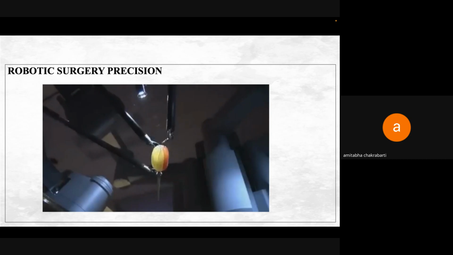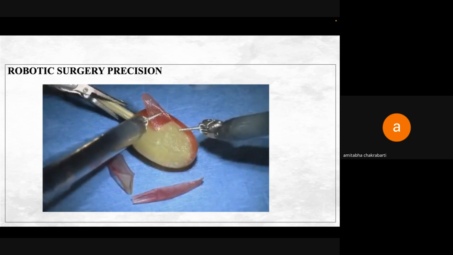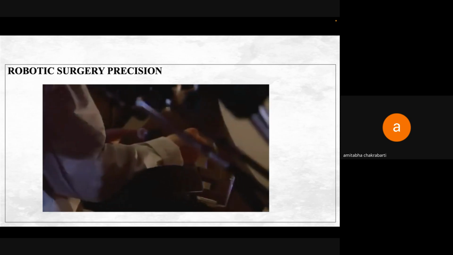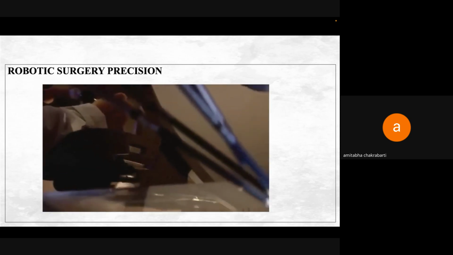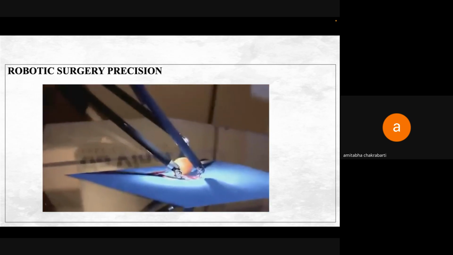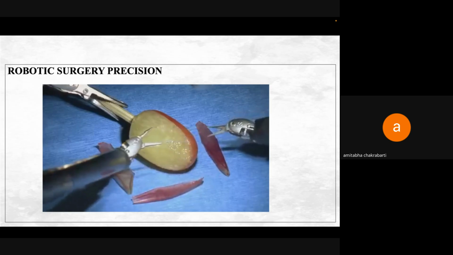Intention tremor decreases accuracy. Finally, the eye itself has a natural motion of 200 Hertz and acts as a moving target. So the combination of these factors creates an operative situation that lacks the precision needed, but is well within the capabilities of current robotic technology. So this much precision is needed, and it is helped by a robot.